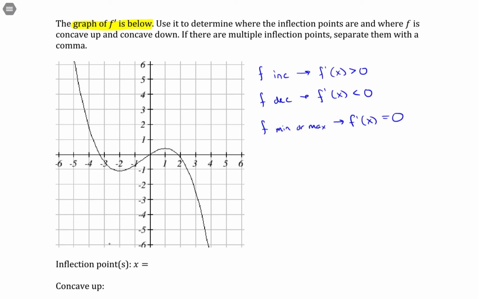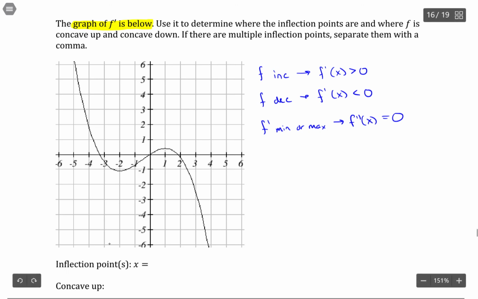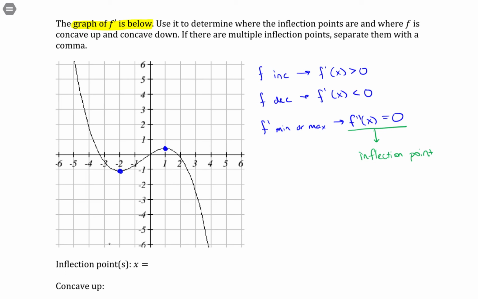Here's what I'm saying. So, if the first derivative has a minimum or a maximum, then what that's going to mean is that the second derivative has a 0. Okay, because the relationship is between one derivative. Okay, so if a second derivative is equal to 0, that tells me I have an inflection point. So what I'm looking for here are values where the first derivative has a minimum or a maximum. So here and here, that's where I'm going to have inflection points. So at -2 and +1.